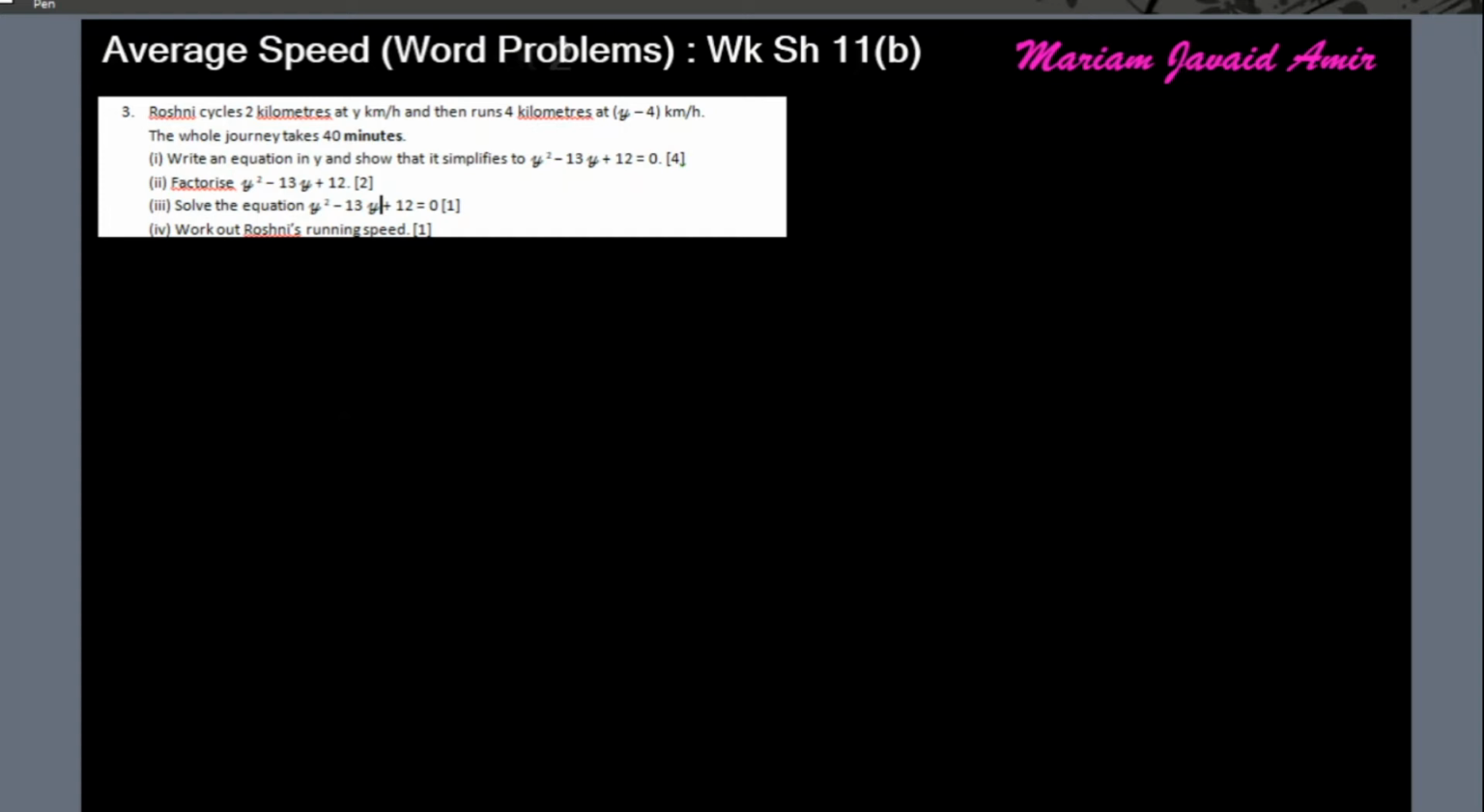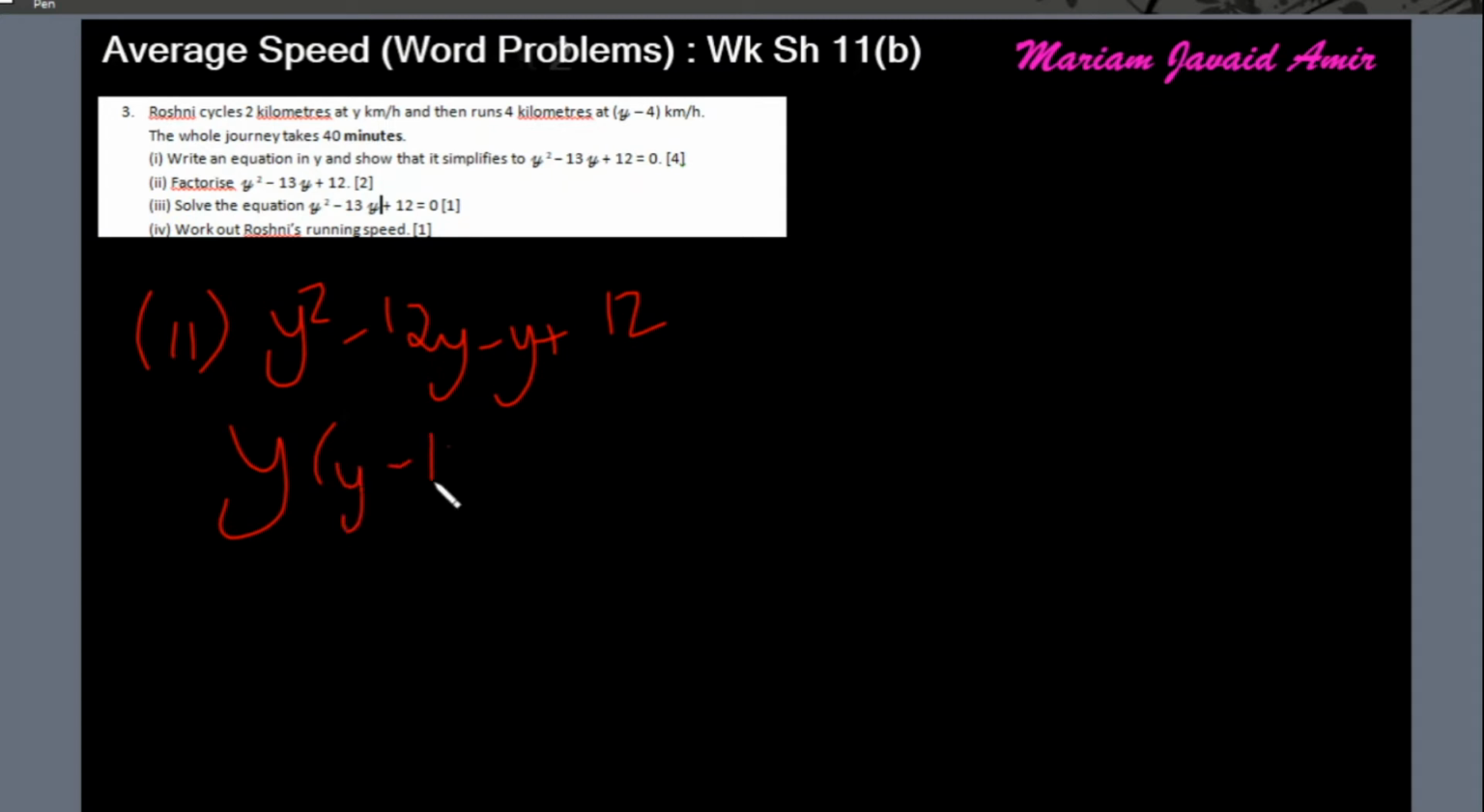Part 2, factorize this equation. So we'll use y squared minus 12y minus y plus 12. y is common, y minus 12; minus 1 is common, y minus 12. And we get y minus 12 times y minus 1.